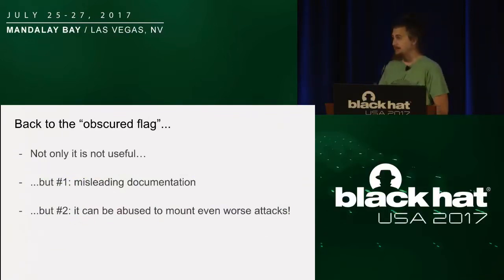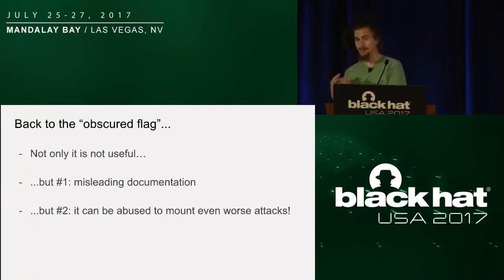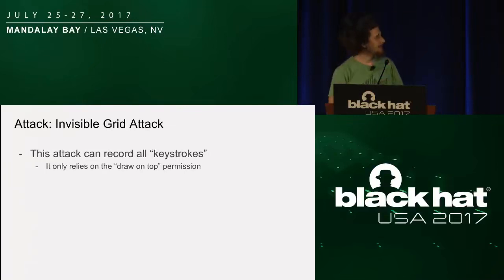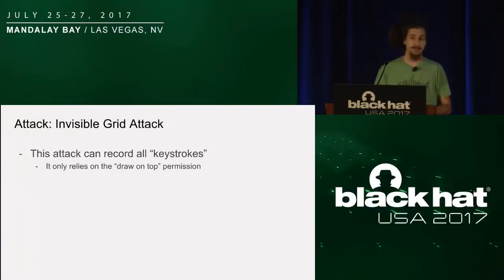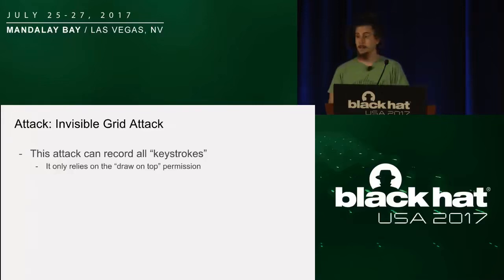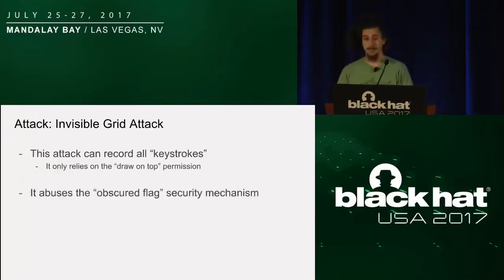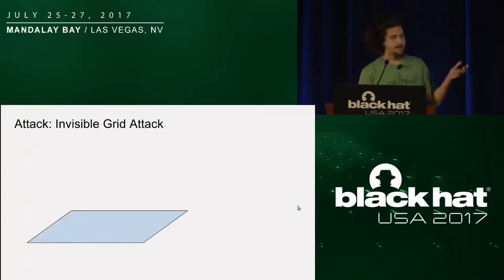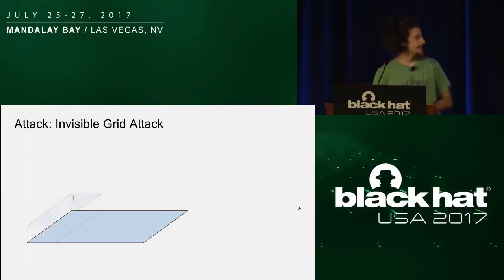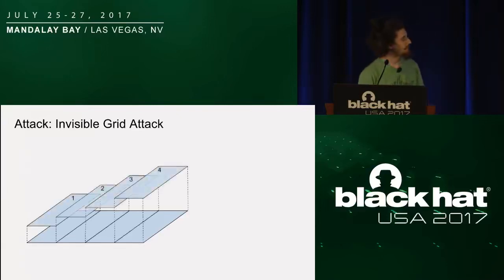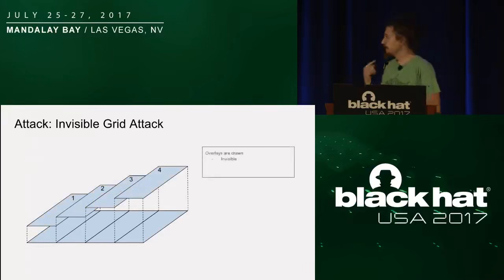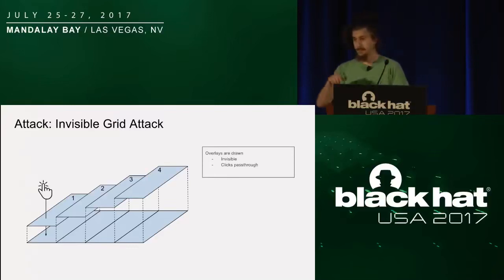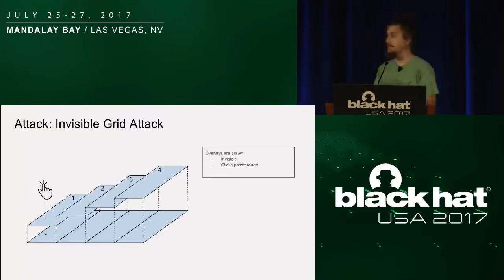We found out there are ways to abuse this obscure flag to mount even worse attacks. We have a new attack, which we call the invisible grid attack, where we can record all the keystrokes by only requiring the draw-on-top permission. We basically abuse the obscure flag security mechanism. The attack works in this way. This represents a phone that is laid down. Now the attacker can create overlays like this. These overlays are drawn invisible, so the user doesn't see them. The clicks are passed through, so the user interacts with the phone and doesn't see that there is something on top, because everything works as expected.